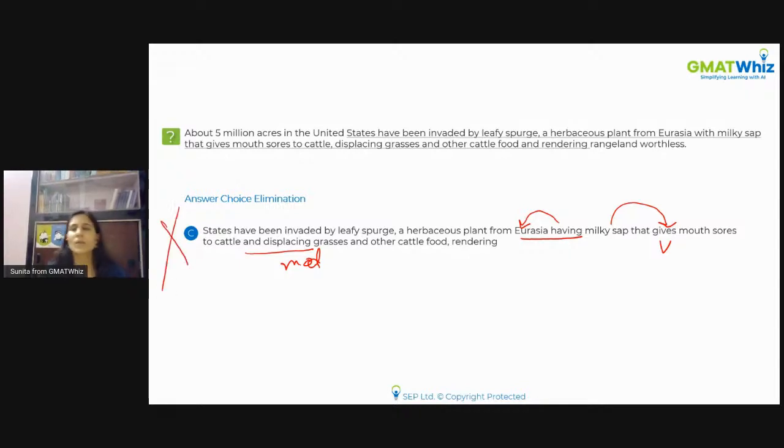All right. Eurasia is not having the milky sap, number one. And the original error that was there in A, that milky sap gives mouth sores to cattle, displacing grasses. It's not even modifying that because the and is coming in between. So this is a parallelism error as well here. Okay, guys, so C is incorrect.